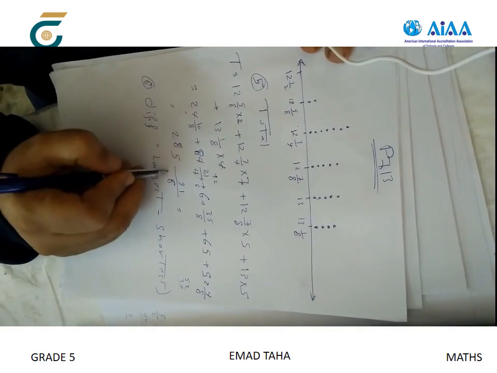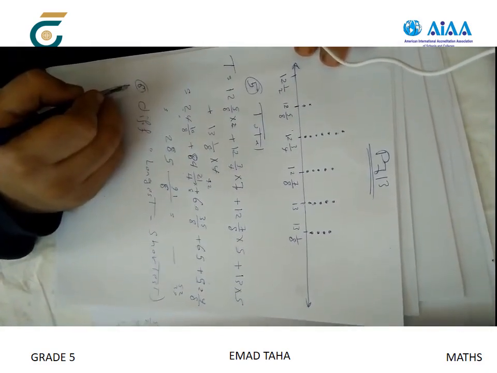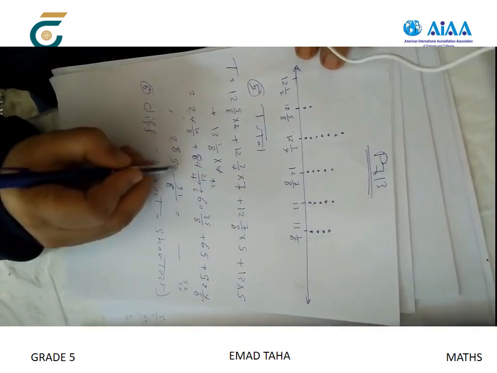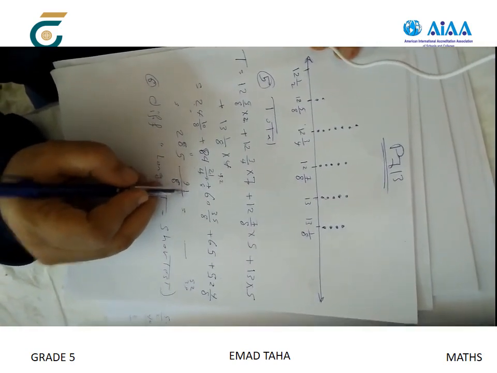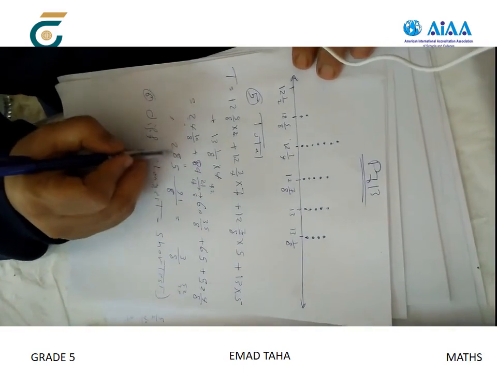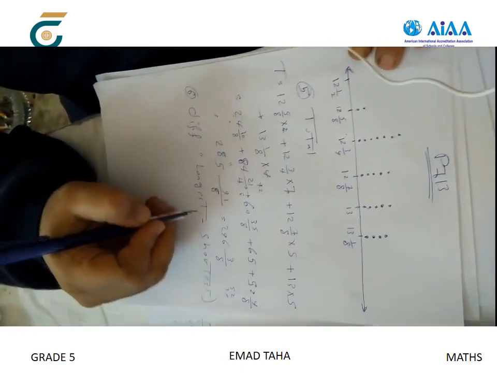We can simplify this one. How many 8s in 91? Yes, 11. And what is the remainder from 91? It equals 3/8. And we add 11 to 285. It will be 296 and 3/8.